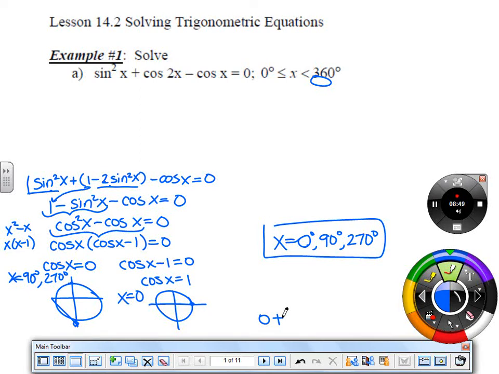Cosine of 2x. Let's say I plug 0 in there. 2 times 0 is 0. What is the cosine of 0? 1. Then the cosine of 0 is 1. And all of this would end up being 0. Does it equal what's on the other side?